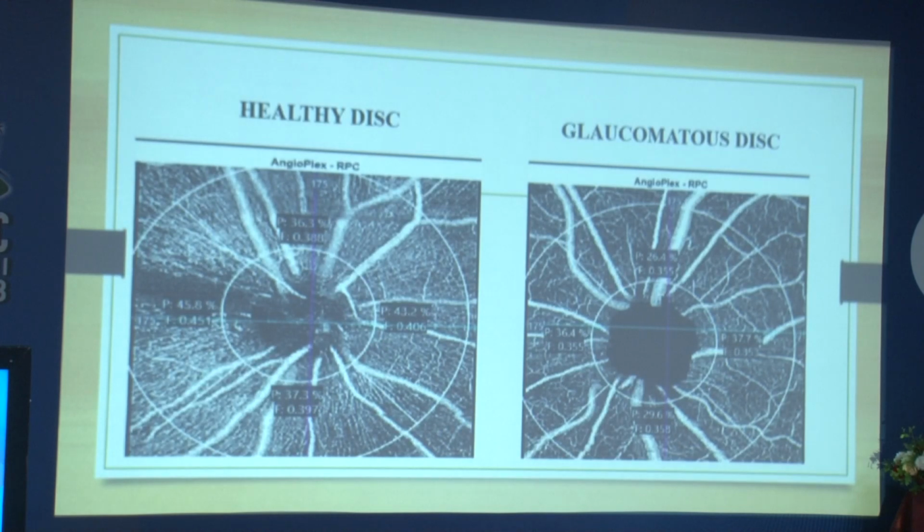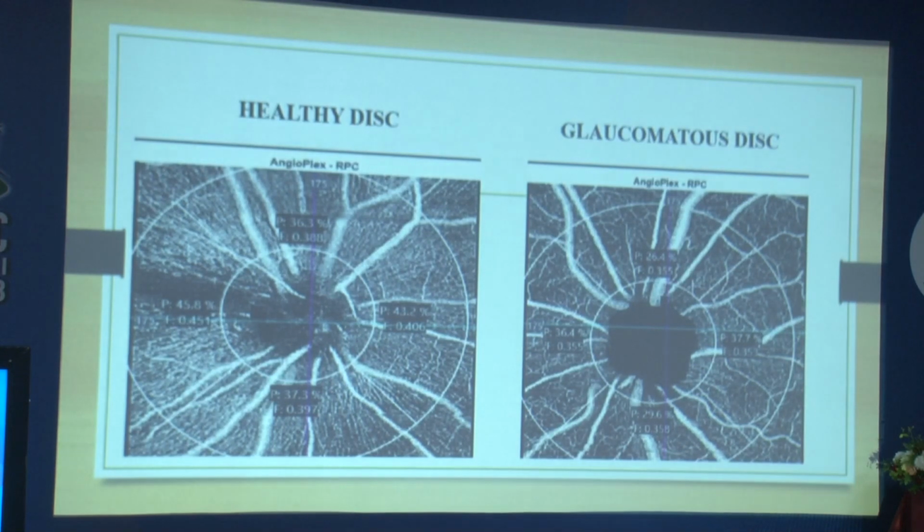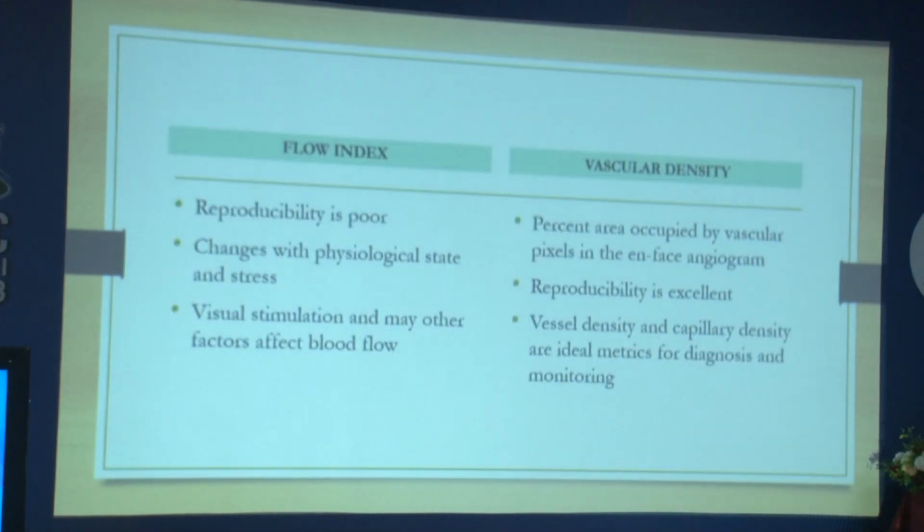This is a picture of Angioplex. It gives a p-value and the flux index. The p-value is the vascular density in each quadrant. So this is a healthy disc, and there is a marked reduction on the left side in the glaucomatous disc. The two main entities which they give are one flow index, and another is vascular density.